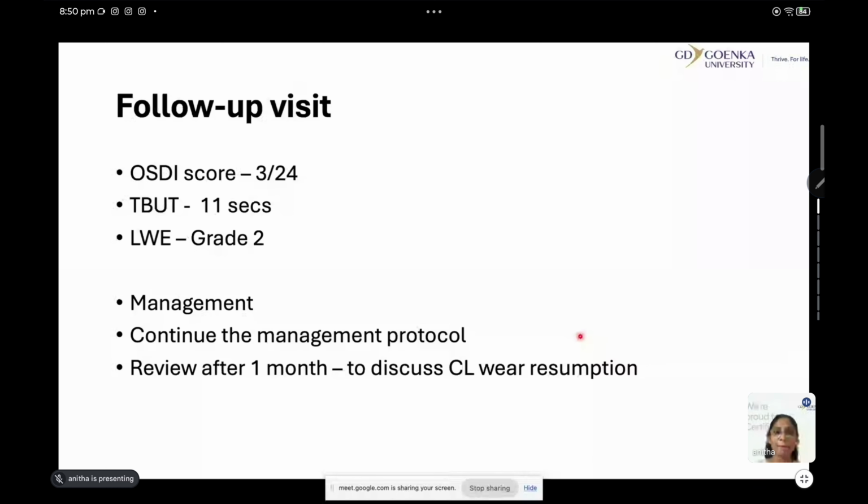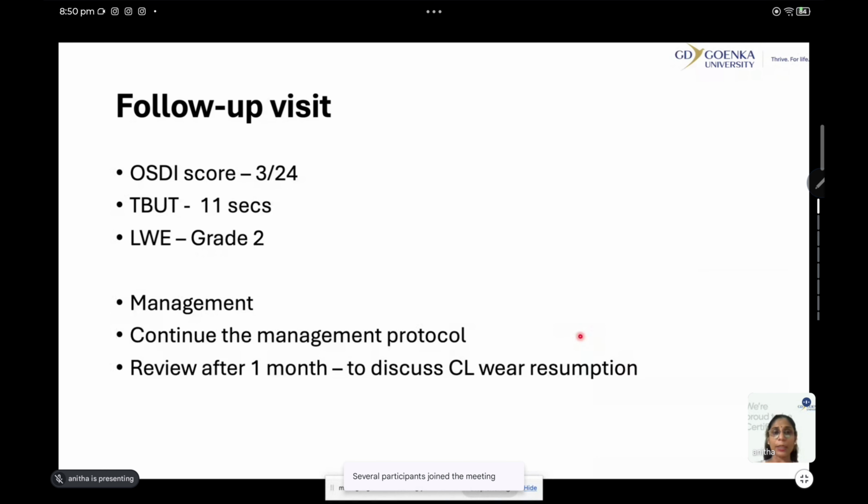So the management was to continue the same management protocol and review after 1 month to discuss the contact lens wear resumption. So that is very important. Remember, she was a contact lens wearer and she was trying different artificial tears, because they are available over the counter. Some friend mentioned something, some relative mentioned something, so people try experimenting. So once they come to you, how you go about assessing each and every aspect, identify which layer of the tear film is at a problem, and then recommend the right artificial tear.